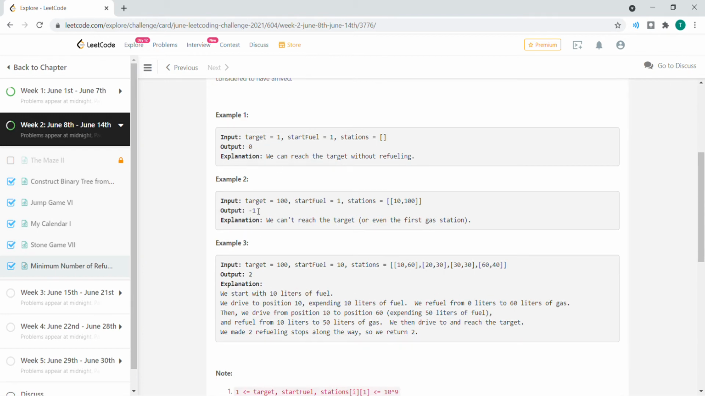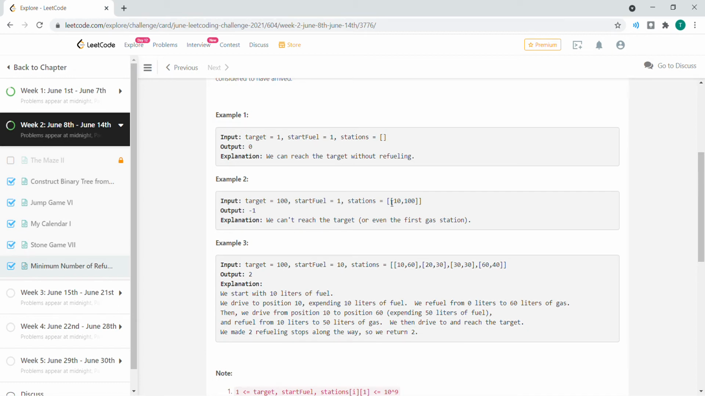Let's give example 2 a try. We have a target of 100 miles. We start off with 1 liter of fuel. So obviously we cannot reach 100 miles using 1 liter of fuel. However, we have a gas station here, but the gas station is located 10 miles away from the starting position. So what that means is that we're not able to refuel at the gas station either. So therefore, we have to return -1 because we can't reach our target destination or even the first gas station.